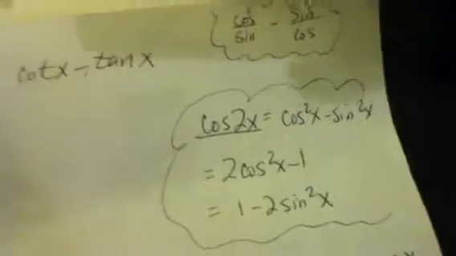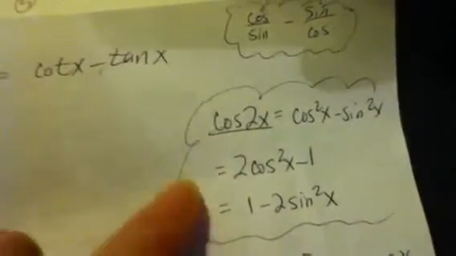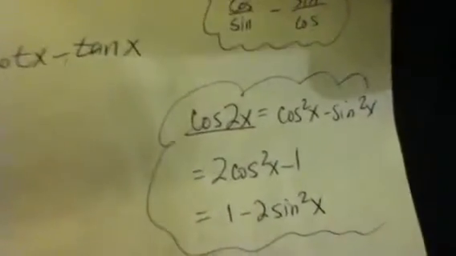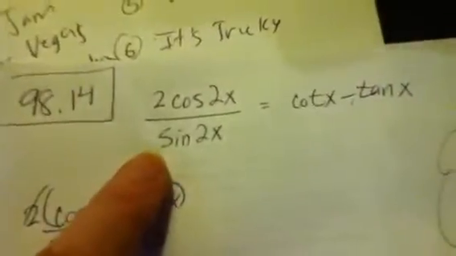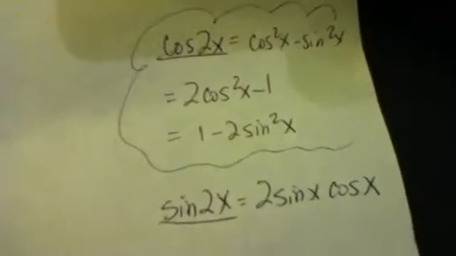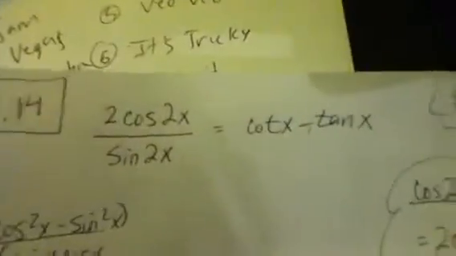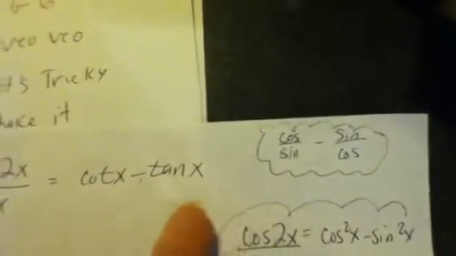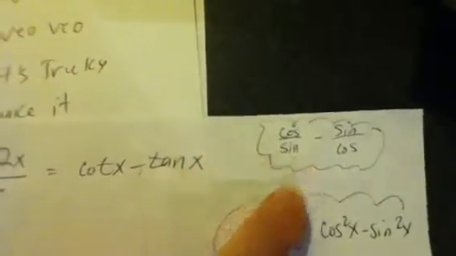Cosine of 2x is equal to cosine squared x minus sine squared x. There's a couple different things I can choose. So, and I'm pretty sure the thing would work no matter which one I choose, but when I look back over here, I see that my denominator is going to be 2 sine x cosine x. And so I want the right hand side to maybe look like that, because cotangent is cosine over sine and tangent is sine over cosine.